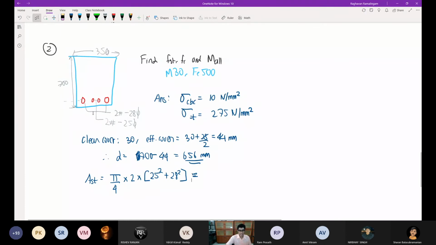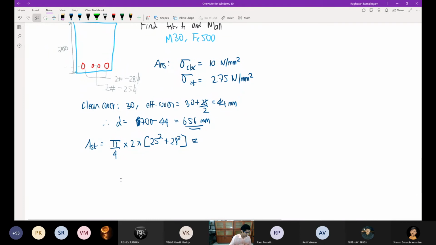Okay, so the next step is finding AST. We have two numbers of 25 and two numbers of 28, so that's what I've written here. In fact, I'll just do it very quickly because we are running out of time, so you can just keep writing with me. So this area comes 2213 mm square.